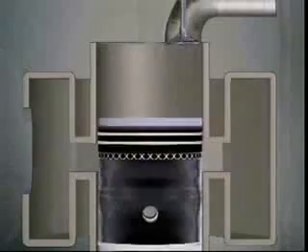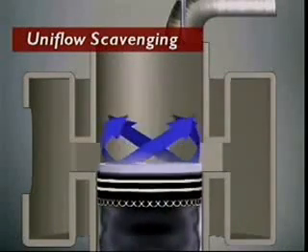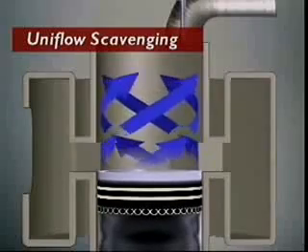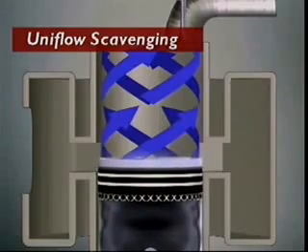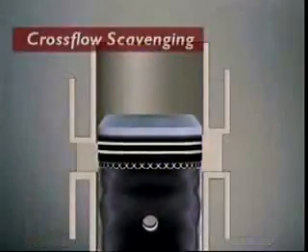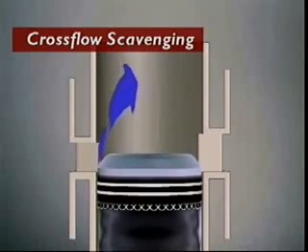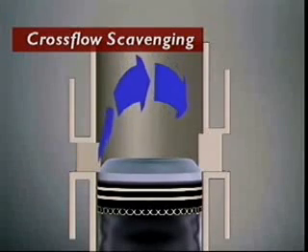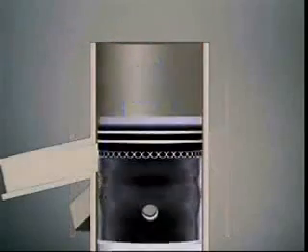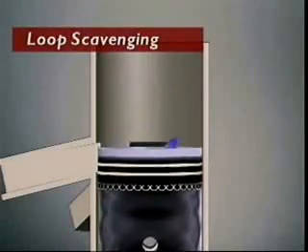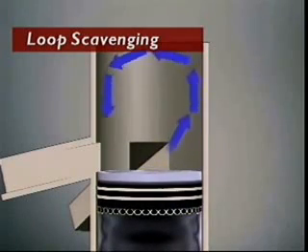How scavenging occurs depends on the design of the cylinder and ports. In this example, the air flows in one direction, towards the top of the cylinder. This is called uniflow scavenging. Crossflow scavenging occurs when air enters on one side of the cylinder and exhaust gases exit on the other side. No valves are used and the airflow is across the cylinder. In loop scavenging, air enters across the top of the piston and flows up in a loop before moving in the direction of the exhaust port.